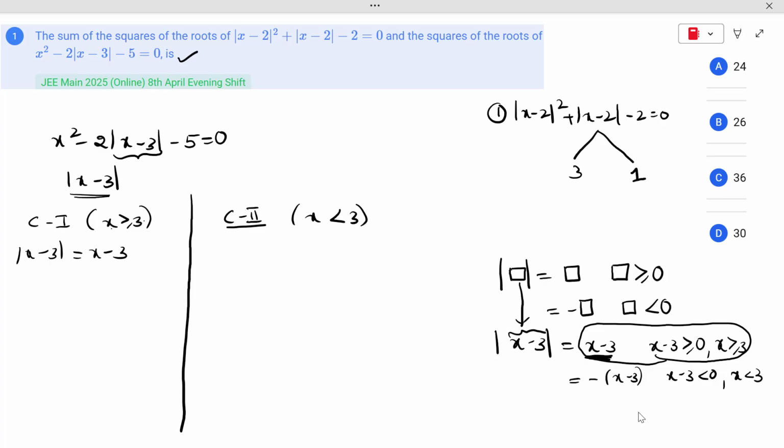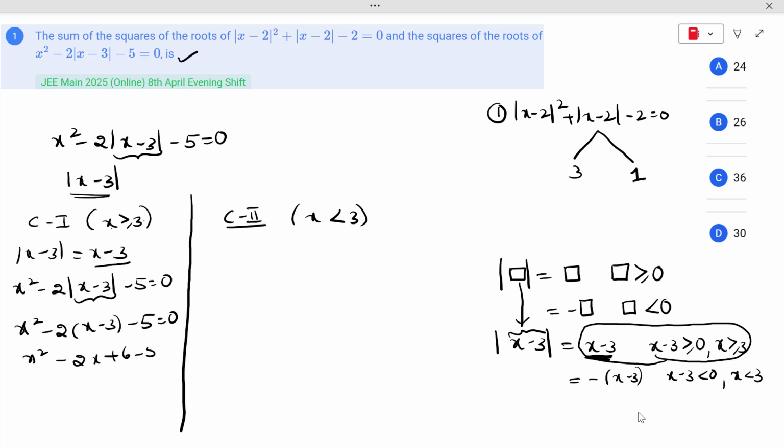Take the original equation, x^2 - 2|x - 3| - 5 = 0. In place of |x - 3|, replace with x - 3. So x^2 - 2(x - 3) - 5 = 0. That will be x^2 - 2x + 6 - 5 = 0. Now x^2 - 2x + 1 = 0.